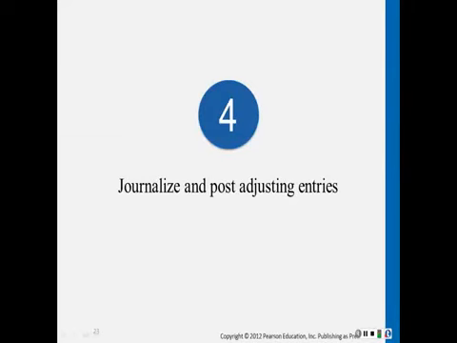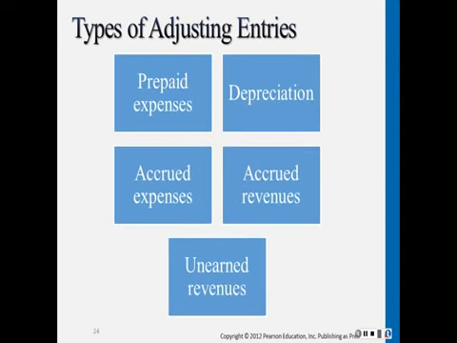The fourth learning objective shows how to journalize and post adjusting entries. The two basic categories of adjustments are prepaids and accruals. In a prepaid adjustment, the cash payment occurs before an expense is recorded. Accrual adjustments are the opposite. An accrual records an expense before the cash payment. Adjusting entries fall into 5 categories: prepaid expenses, depreciation, accrued expenses, accrued revenues, and unearned revenues.